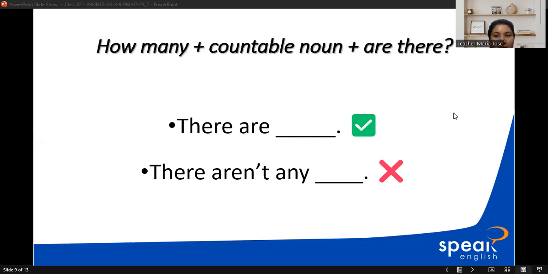And it's the same for the ones that we have countables. How many apples are there? Now I need to use countable nouns, okay? How many cookies are there? How many oranges are there? Okay, so you need to make sure that you use the 3 words in order to create the question and remember the different options for the answer, okay? Is the instruction clear for that?